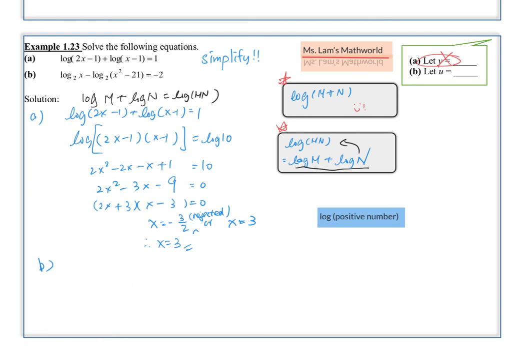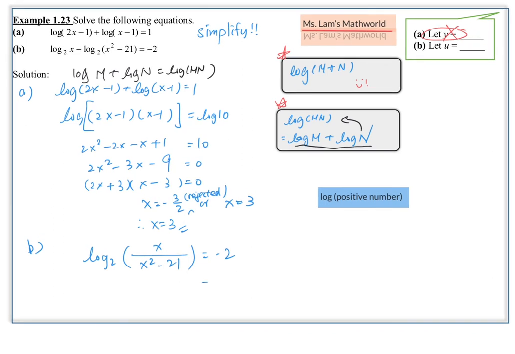And then part B is quite similar to part A. The only difference is for minus, it is a kind of division. So I don't have enough space, so I didn't copy the question. So x squared divided by x squared minus 21 equals to, so you have negative 2. Then to handle this one, remember we got the base 2 here. So base 2 to the power negative 2.